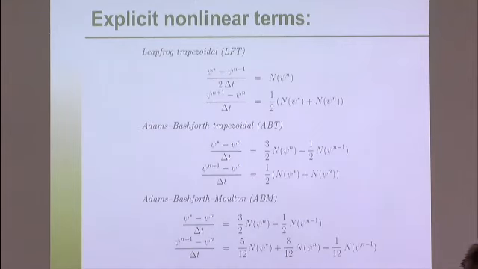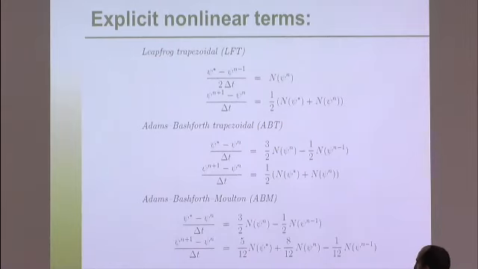For the nonlinear terms, the explicit part, we focus on three predictor-corrector methods. The first is leapfrog trapezoidal, which, as its name suggests, has a leapfrog method on the predictor stage and trapezoidal on the corrector stage. Kurihara, back in, I believe, the 60s, talked about this. The second was discussed in that paper by Carr, which I mentioned earlier.